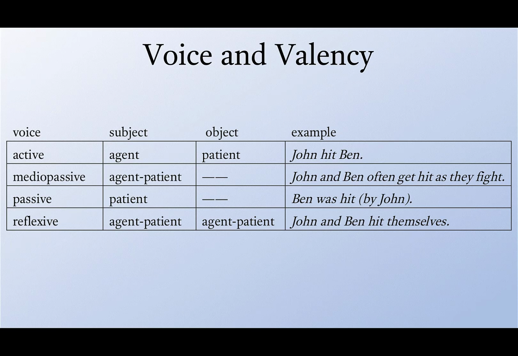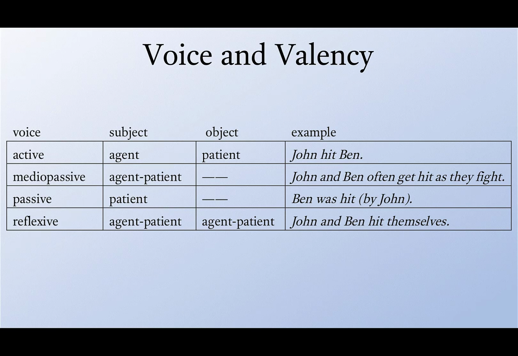Voice. We typically think of active voice as the most common kind of expression. And we're talking about grammatical voice here, where in a given sentence, such as that first example, John hit Ben, the English word order is telling us that John is the grammatical subject, Ben is the grammatical object, John is the agent. He carries out the action of hitting, and Ben is the patient. He receives the action. And this is very straightforward.